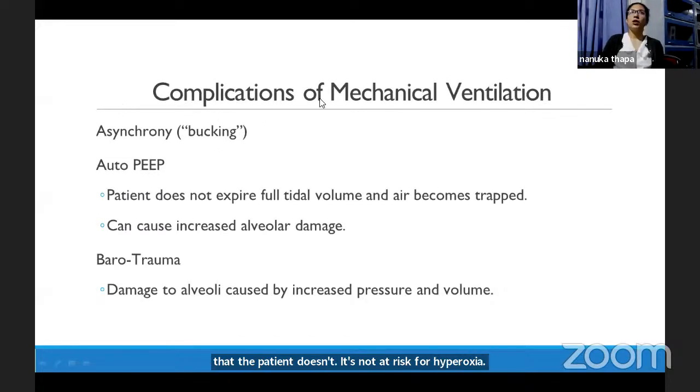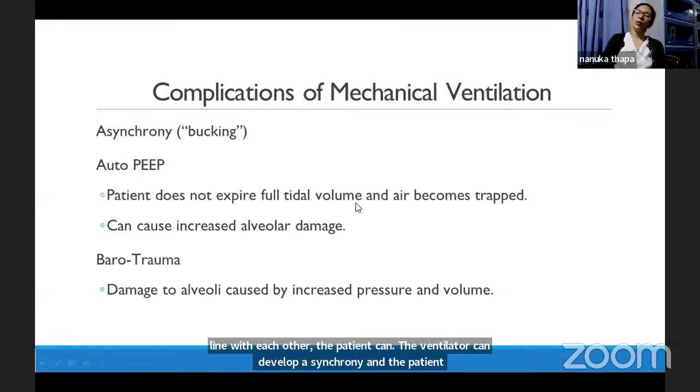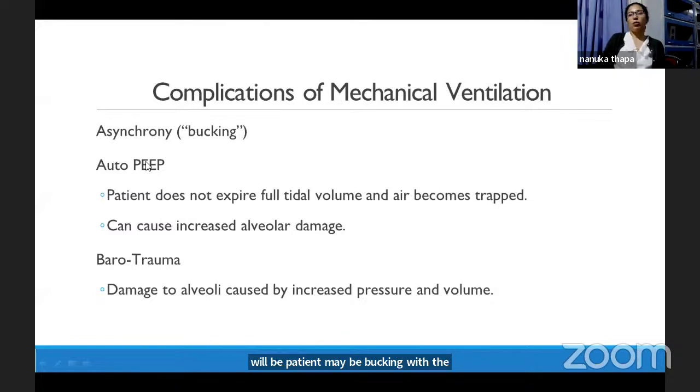Lastly, we'll come to complications of mechanical ventilation. The first is asynchrony. If the patient and the ventilator are not in line with each other, the ventilator can develop asynchrony, and the patient may be bucking the ventilator. Then there is autopeep, as I have previously described: when the expiration is not fully complete and a subsequent breath is delivered, it can lead to the development of autopeep. It can also lead to alveolar damage and cause pneumothorax.